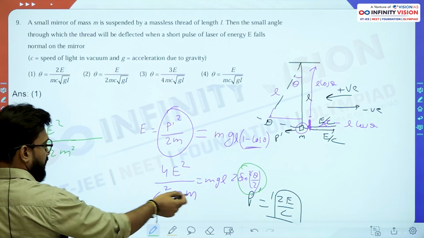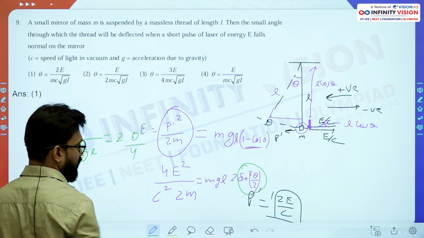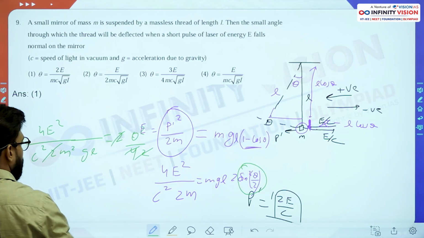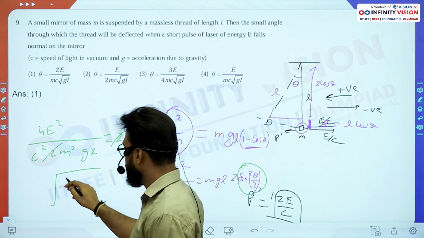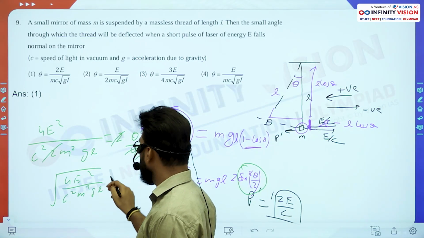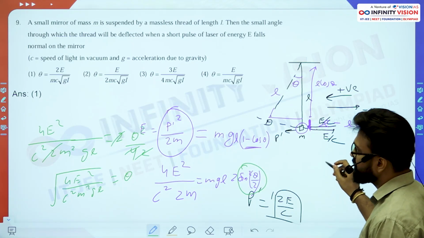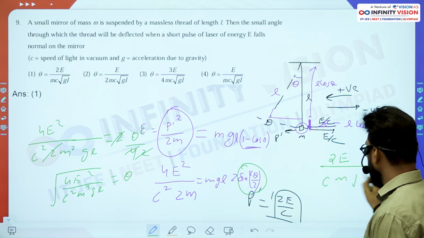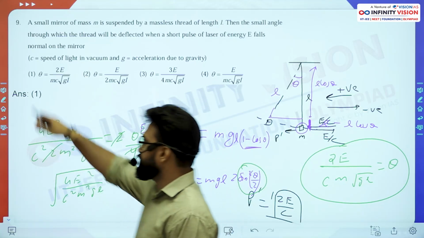m will come over here, so it will be m square gL. So this must be equal to 2 into theta square by 4. Okay, the 2 will cancel out. So theta comes out to be the square root of 4E square by C square m square gL. So from this, it comes out to be 2E by Cm under root gL. So the final expression that we are getting is the first option. Okay.